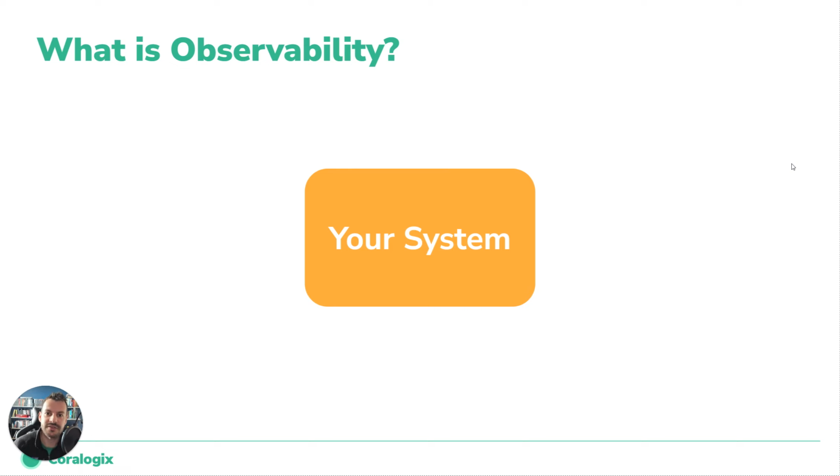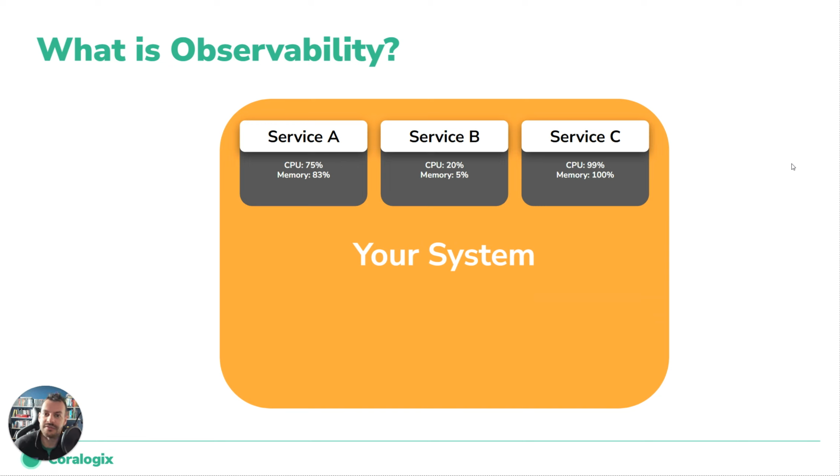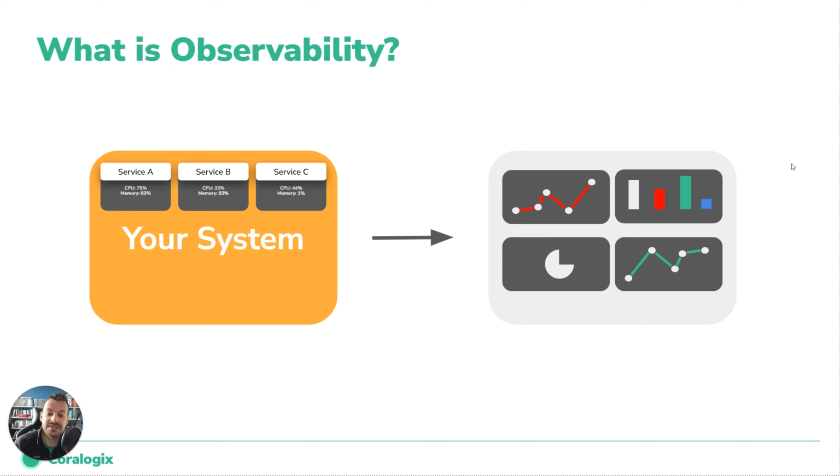So imagine you have your system here. Now your system is made up of different services. Those services have different measurements, for example, CPU, memory, network in, network out, and much, much more. And all of these things add together to create a data picture of your system. The act of observability is to try to take that data and turn it into something that you can consume easily and understand.